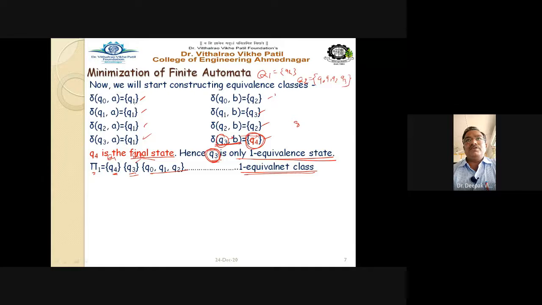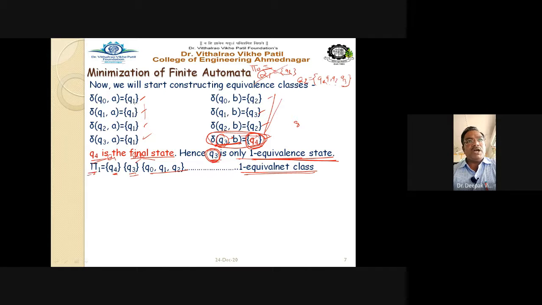Initially we found Q1 equal to Q4, and the rest of the states, Q0, Q1, Q2, Q3, are equal to Q2. Then we wrote all the transitions excluding the Q1 class, that is, the final state. From these transitions we come to know that there is only a single transition, delta Q3 on b, that goes to the final state Q4. So we concluded that Q3 is a one equivalent state, and initially this is your pi 0.